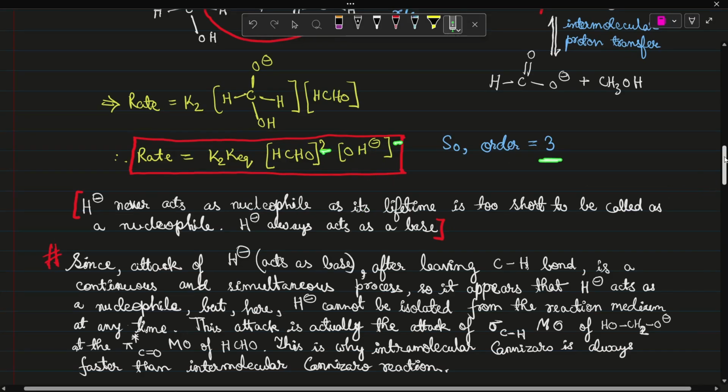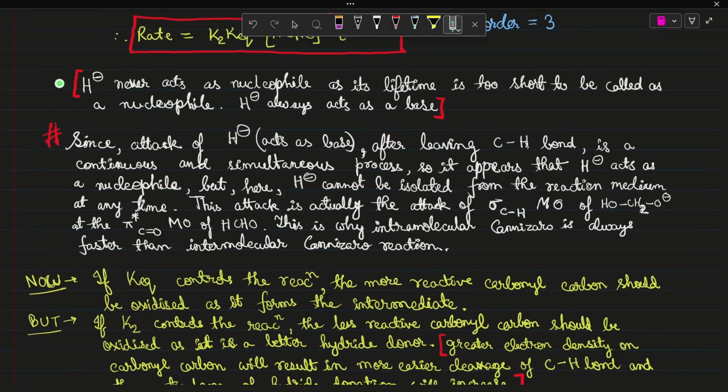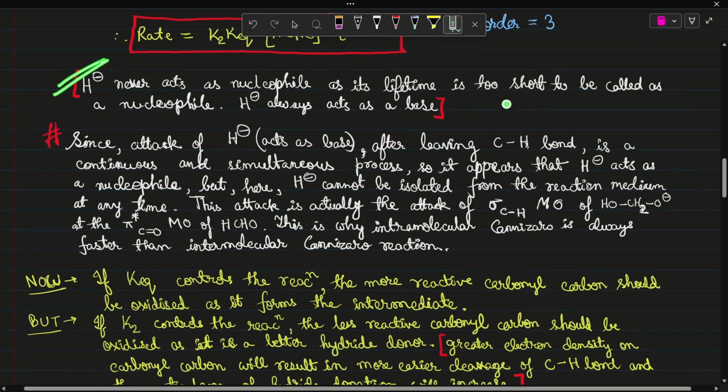So the order is 3. Now H minus, as I told, never acts as a nucleophile, as its lifetime is too short to be called a nucleophile. Hence H minus always acts as a base. A very important concept. H minus always acts as a base.